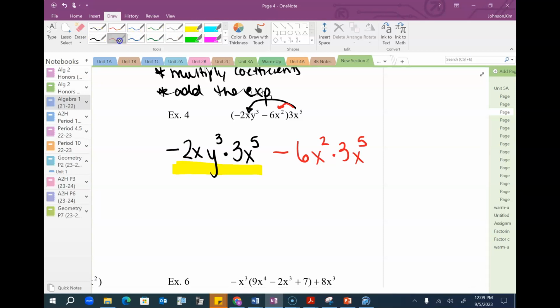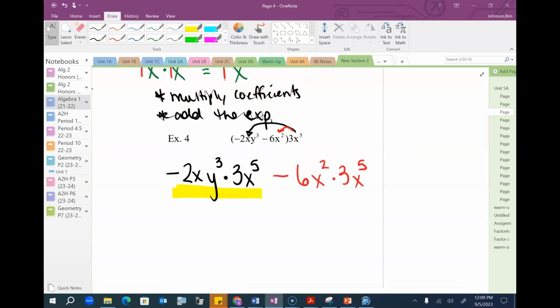I'm going to follow the directions that I suggested, right? Let's multiply the coefficients. So negative 2 and 3 are my coefficients. If I multiply them, I get negative 6. And then let's add the exponents. Now the key is we're going to add exponents on the similar variables. So I have x to the first times x to the fifth. If I add those exponents, 1 plus 5 makes x to the sixth. And then I still have a y cubed.